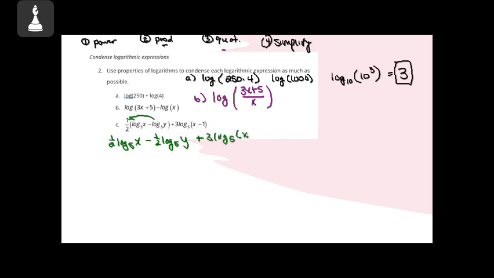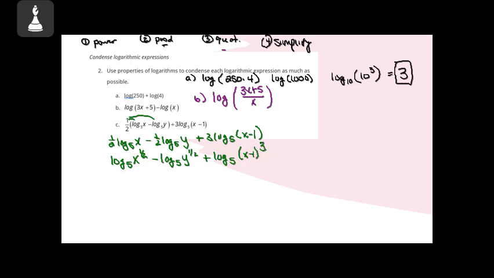All right, so that 1/2 is going to go, we're going to do those powers. So log base 5 of x to the half minus log base 5 of y to the half plus log base 5 of x minus 1 to the third. So all of those powers are going to go back up, the 1/2, the 1/2, and the 3.